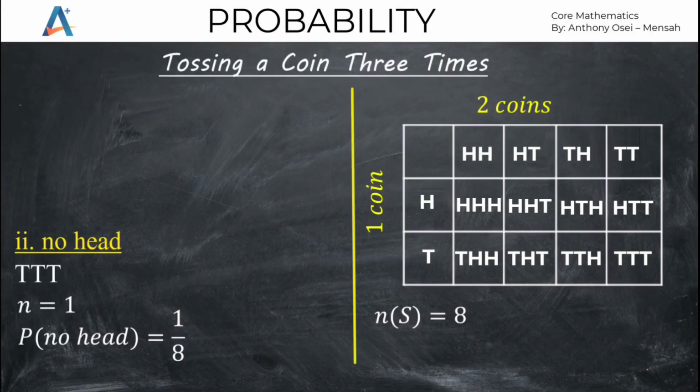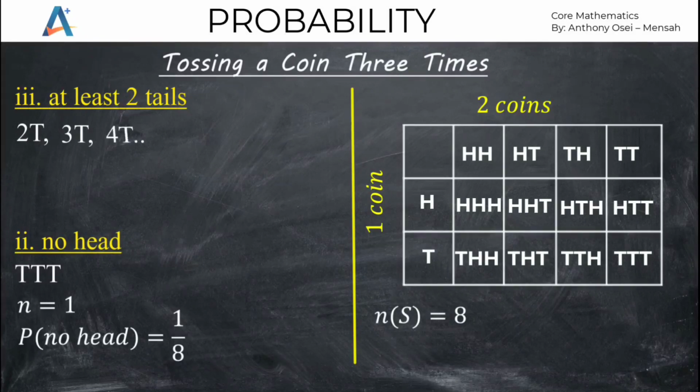Then III, we are talking about at least two tails. Now, at least two tails means that the least should be two tails. That means two and above two tails. So less than or equal to will not be the case, but greater than or equal to. So greater than or equal to will be the case for at least. So equal to two is part, and greater than two, which is three, four, five, if possible. So at least two tails, we are talking about two tails, three tails, if possible, four tails, and so on. So let's look at those with two tails.